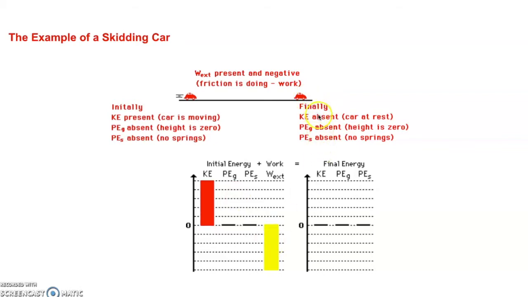Well, at the end, the car's not moving, so there's no kinetic. It didn't gain height, so there's no potential, and there's no spring energy. So these are all zero. There's nothing, which means what's added up on the left side should be 0. So all my kinetic has been transformed into friction, or work energy, but it goes down. But these two added together will be 0, just like it is over here.